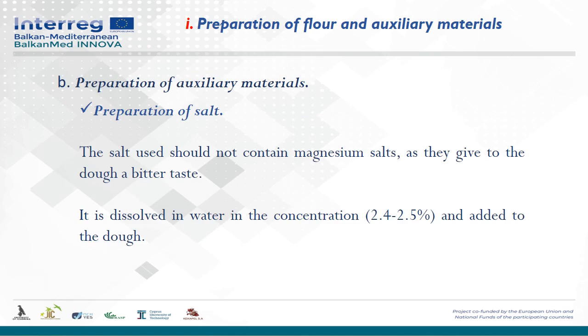Preparation of auxiliary materials. Let's start with the preparation of the salt. Well, the salt that is used in the bread making process should not contain any magnesium salts, because they will give the dough a bitter taste. Also, this salt will be dissolved in water in a concentration of 2.4–2.5% and then added to the dough. If we use this concentration, we will improve the taste and the quality of the dough.